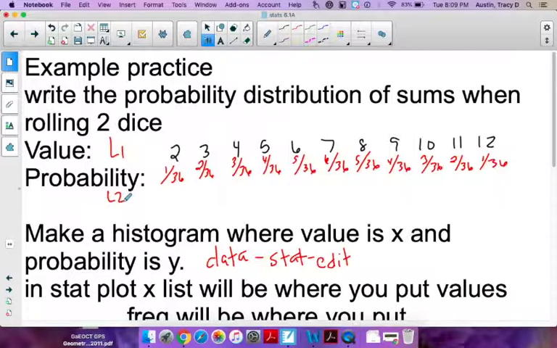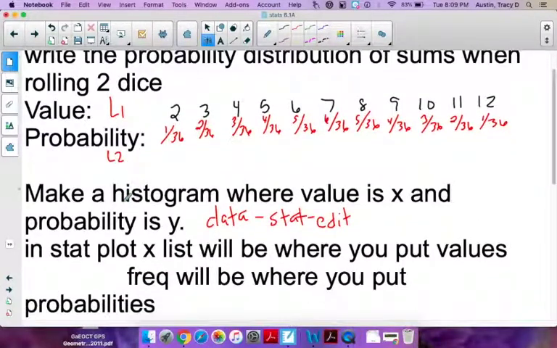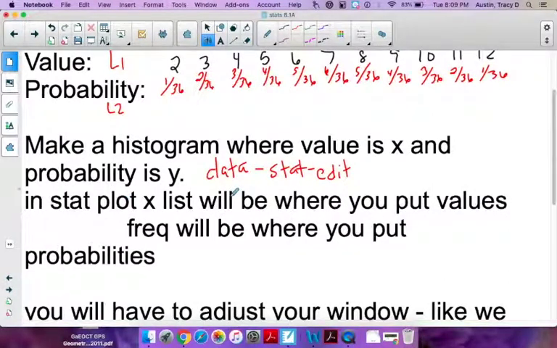Okay, so we're going to go ahead and make a histogram. So pause it if you need to and type the data into your calculator. And then we're going to go to stat plot so that we can actually put in our values. Okay, so your X list is going to be where you put your values. So this is the first time that we've ever actually done a histogram with 2 sets of data, because normally we just graph 1 set of data. So pay close attention to this, please.